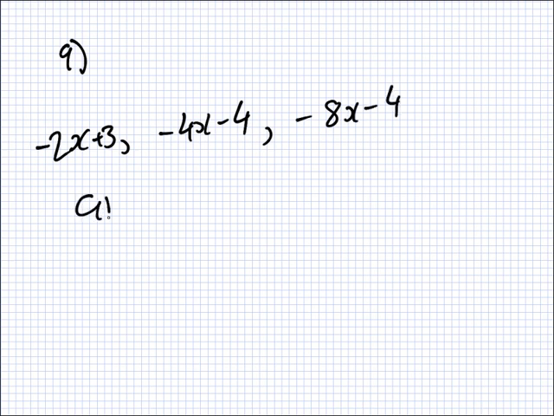Number 9: minus 2x plus 3, minus 4x minus 4, minus 8x minus 4 are GP, geometric progression. Now, does this remind you of something we did in the AP lesson? Some of the students who were here last week, you might remember the trick here. So, Chad, do you remember, if I tell you these 3 numbers are geometric, what do you know about their relationship?